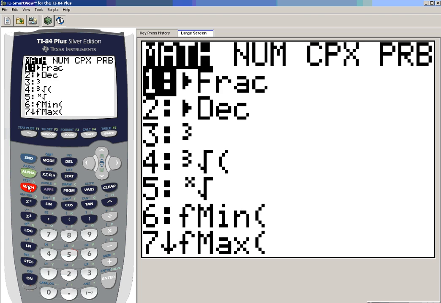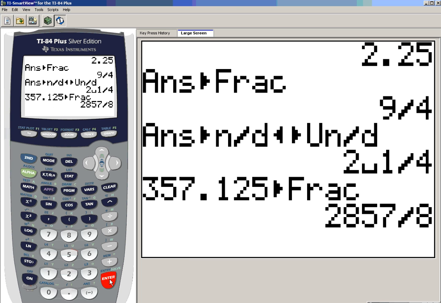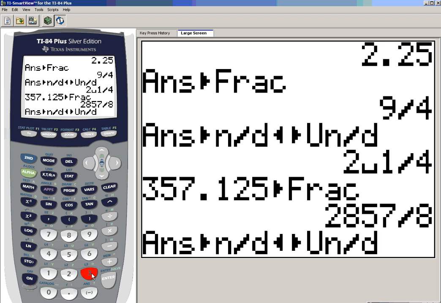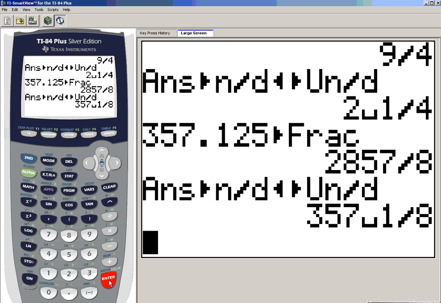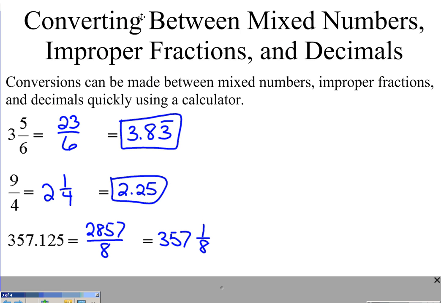357.125. We want to first change that to a fraction, so hit math, change to fraction. There's our fractional value. We now want to change that fraction into a mixed number. So hit alpha, y equals number 3 to go from fraction to mixed number. Hit equals, and there is our mixed number form.